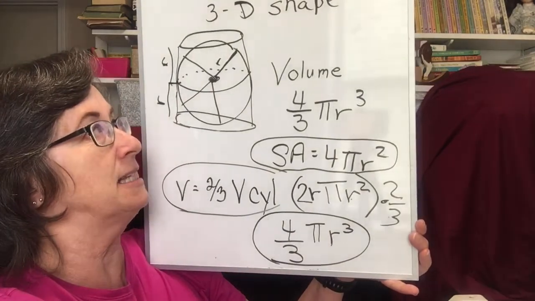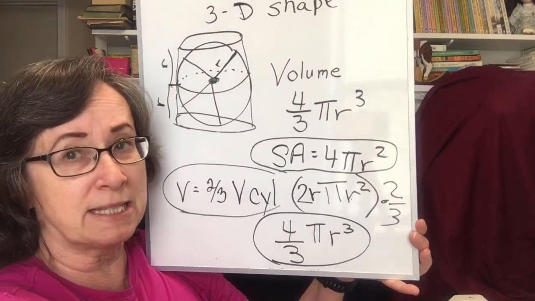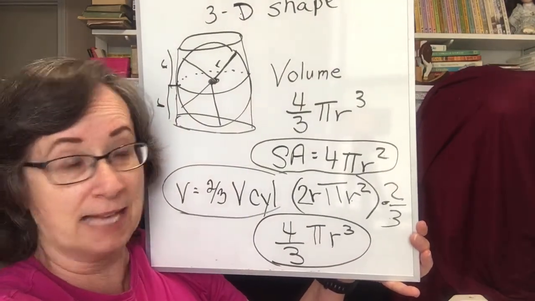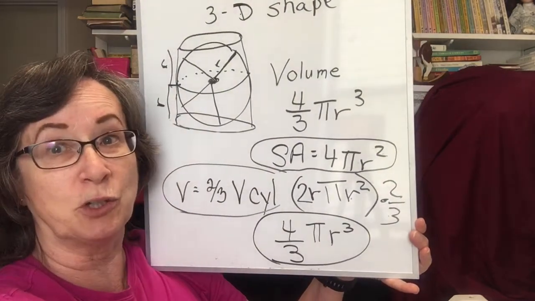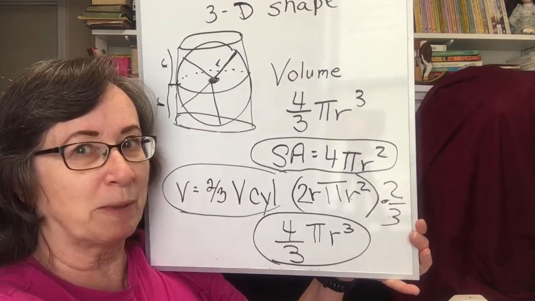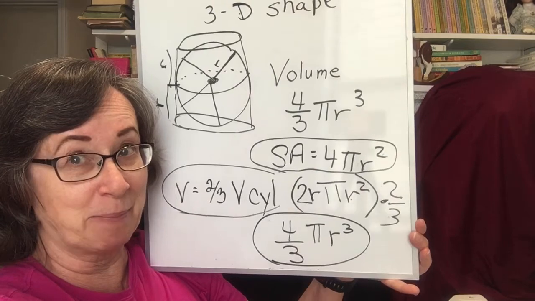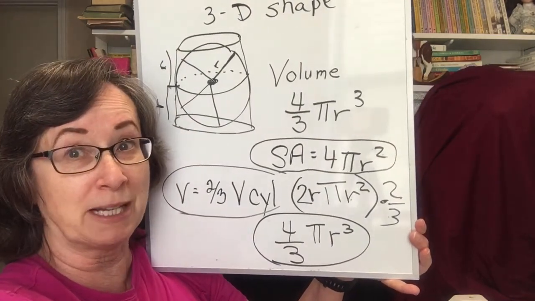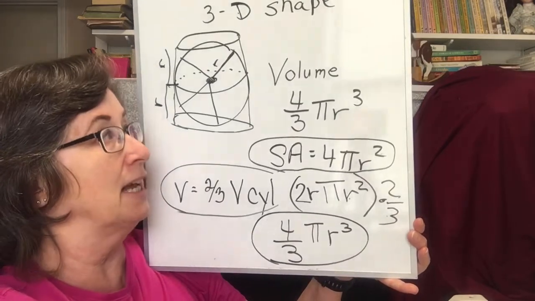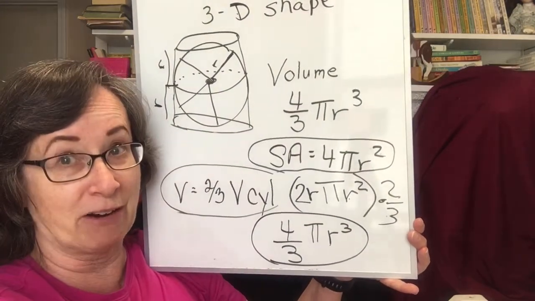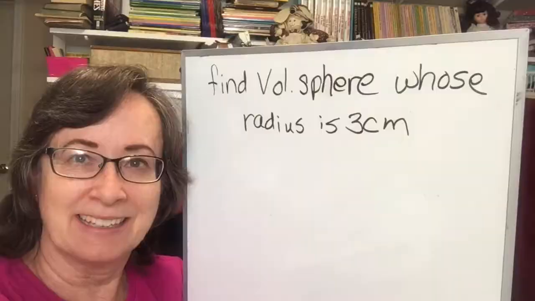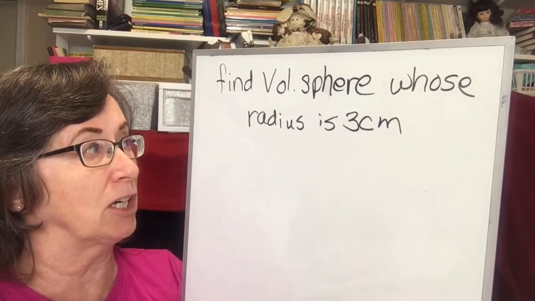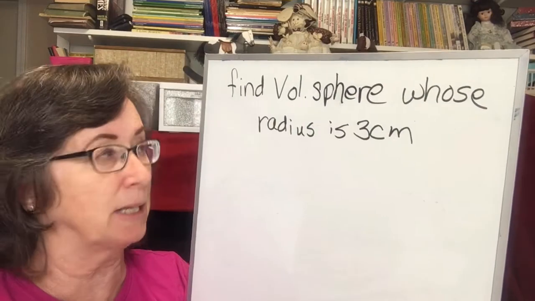And these formulas, their proof is outside the context of this class. You will learn how to come up with those formulas better when you get a little higher up in math. For right now, we need to learn how to memorize those formulas and also use those formulas to find the volume and surface area of a sphere. Okay, so here's our first example. Find the volume of the sphere whose radius is 3 centimeters.